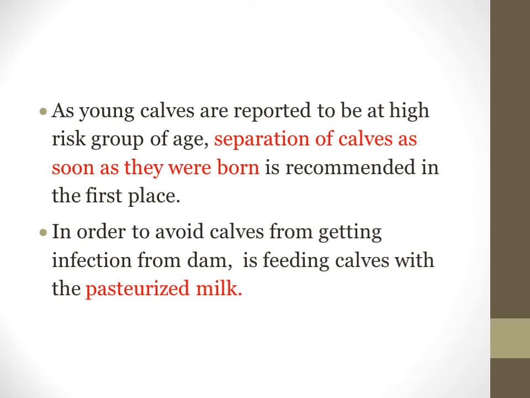We know that the calves are highly susceptible, a high risk age group. So we have to control paratuberculosis in calves. One thing we have seen is vaccination. The other thing is separation of calves as soon as they are born. This is the most effective step to control or to prevent the disease. In order to avoid cows from getting infection from them, feed the cows with pasteurized milk.